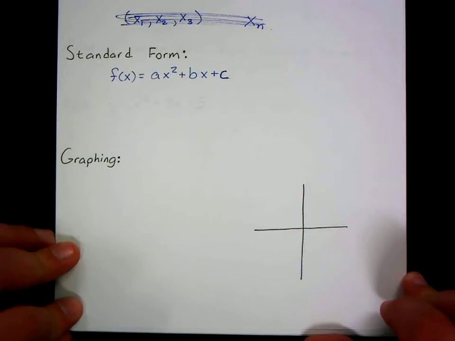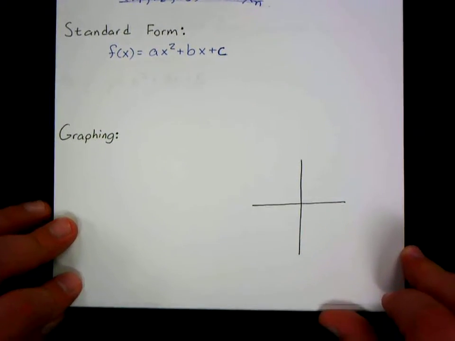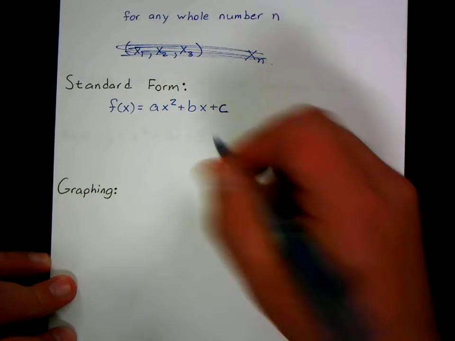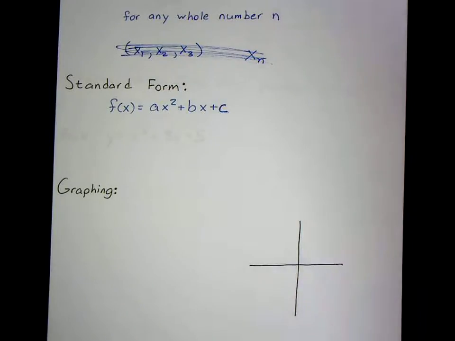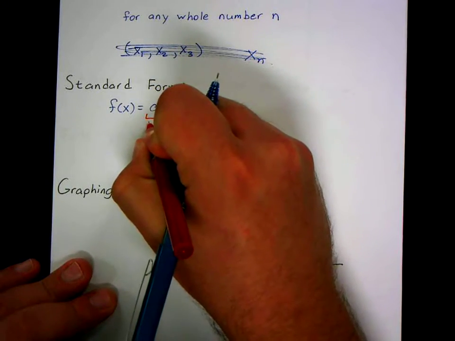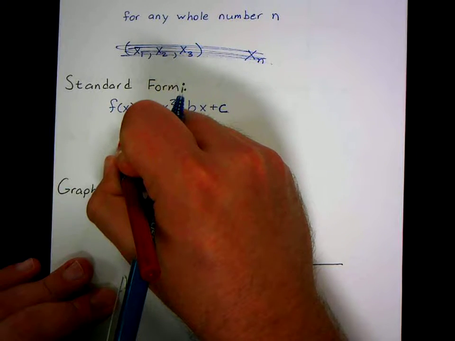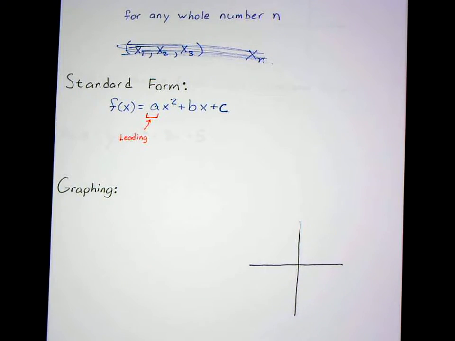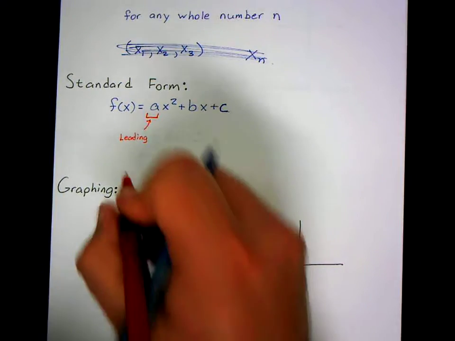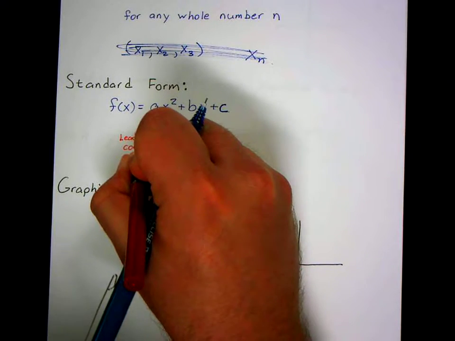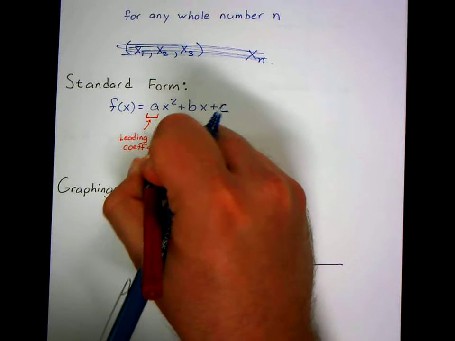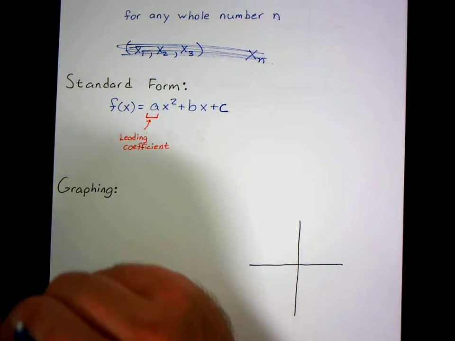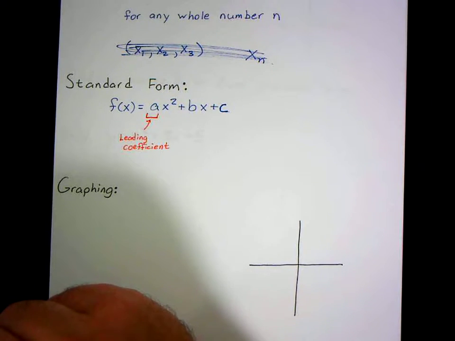Now, if we go to, well, here let's do a little bit of definition here. This is called, and this is for all polynomials, I just figured it'd be easier to define it down here, this is called the leading coefficient. So leading coefficient is just the number in front of your highest power. With quadratics, it's the x squared.